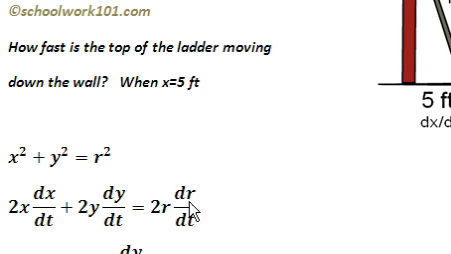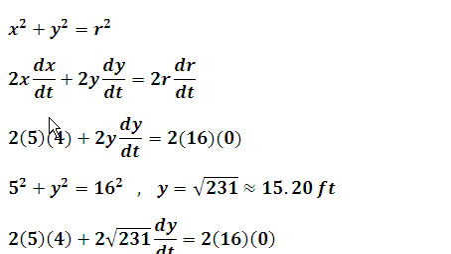Now r is not changing, right? That's the length of the ladder, and the length of the ladder is staying constant. So that means this is 0, which makes the whole right hand side of the equation 0, no matter what r is. So we go ahead and plug in everything that they gave us.